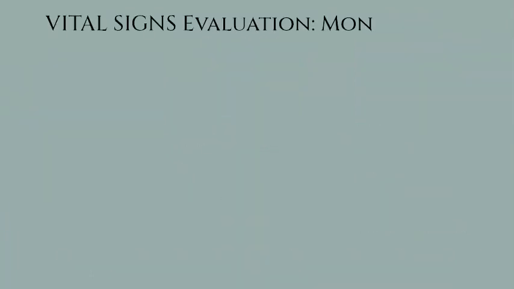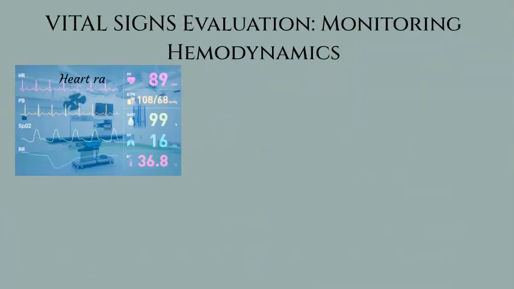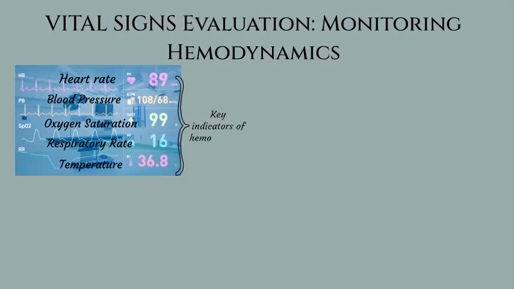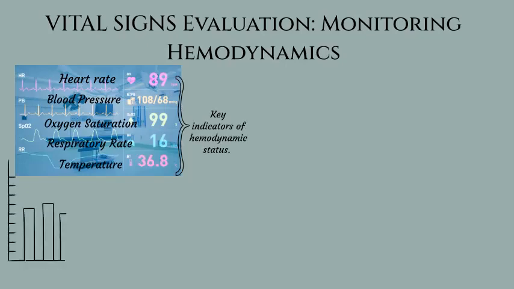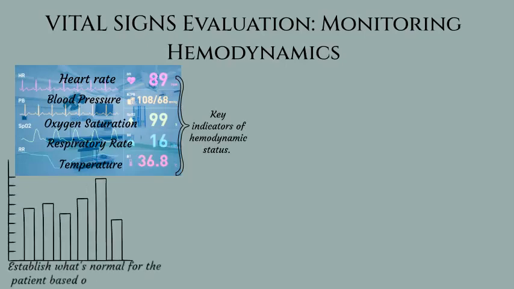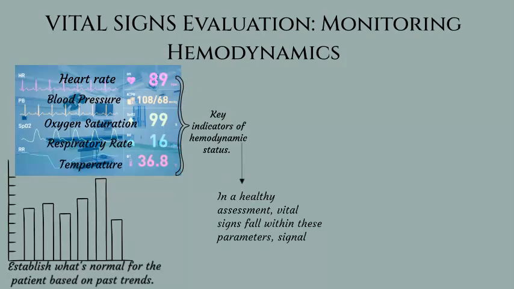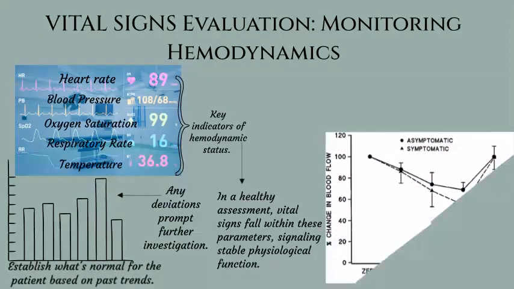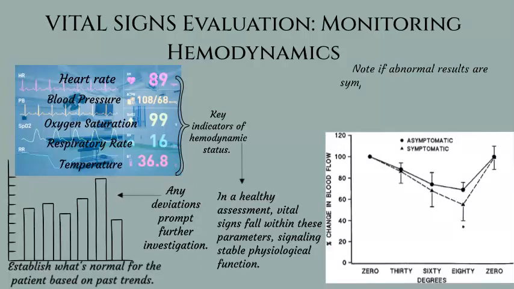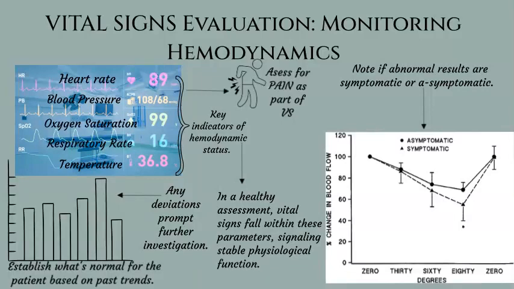Moving forward, we delve into vital signs. Heart rate, blood pressure, oxygen saturation, respiratory rate, and temperature are key indicators of hemodynamic status. It's essential to establish what's normal for the patient based on past trends. In a healthy assessment, vital signs fall within these parameters, signaling stable physiological function. Any deviations prompt further investigation. Note if abnormal results are symptomatic or asymptomatic, and remember to assess pain, a vital sign that is often overlooked.